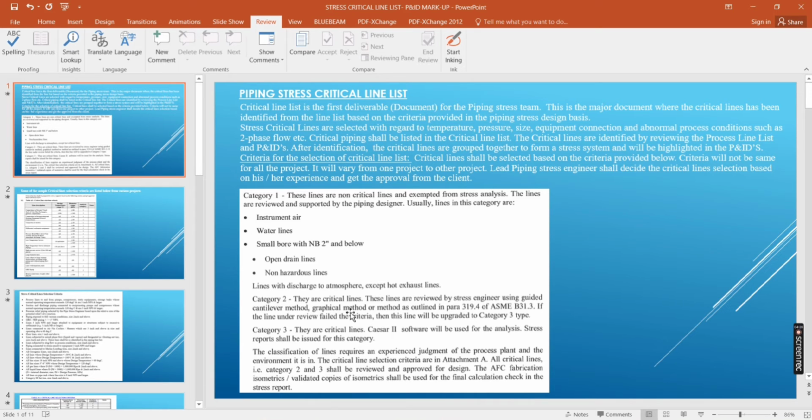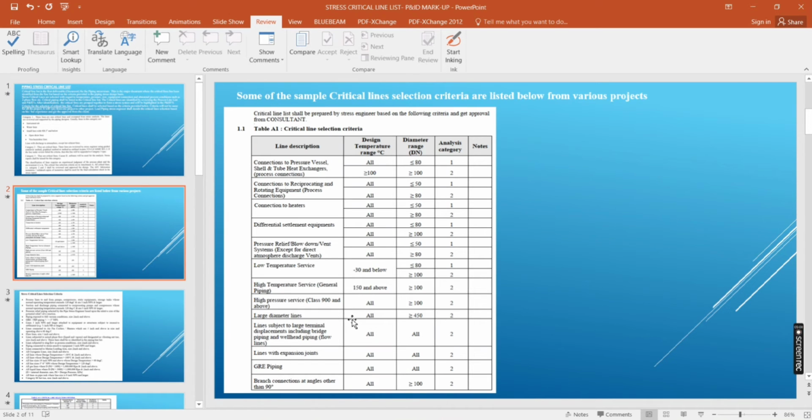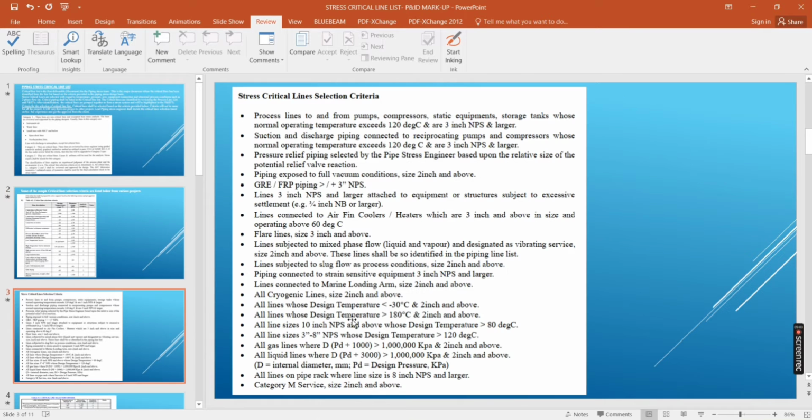Once it is done, we will share this critical line list and P&ID markup with the client. They will review and provide the approval. Once we get the approval from the client, only then will we proceed with the stress analysis based on the schedule. This category 1, 2, 3 will vary from project to project. In some projects you will have category 1 as critical, category 2 as non-critical, and category 3 as visual review. Like that, there are different varieties depending on the client.